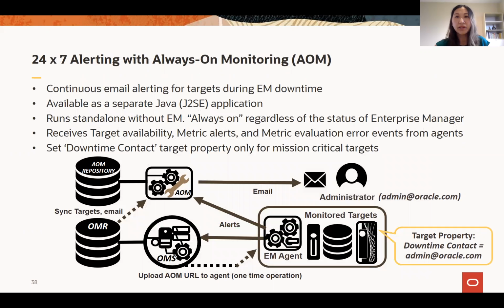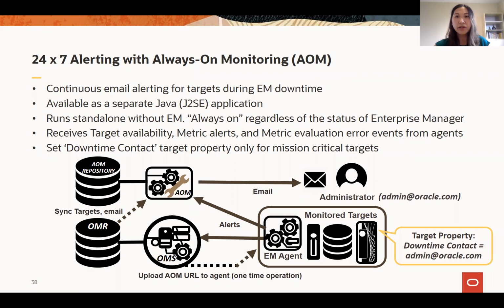With the release of EM13.1, we released a tool called Always On Monitoring, or AOM. This tool is used during scheduled EM downtime so that we can continue to monitor targets and notify administrators while EM is undergoing maintenance. Always On Monitoring provides continuous email alerting for targets during EM downtime. And because installation is completely separate and independent from EM, it is always on regardless of the status of EM.